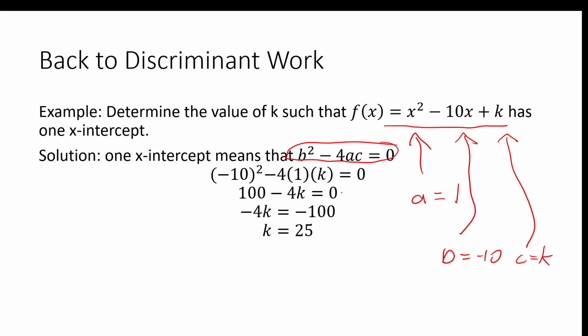So ultimately that would mean that 100 minus 4k would have to equal 0. And that would mean that negative 4k equaled negative 100, or in other words, k equaled 25.